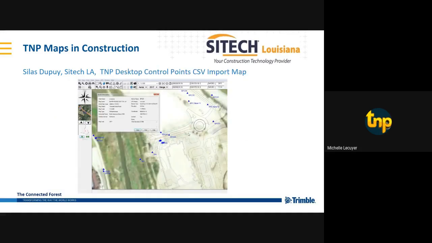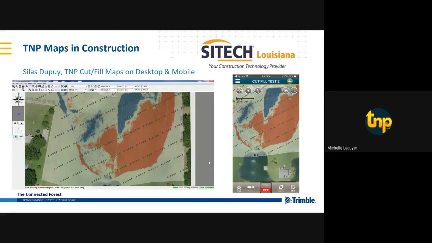So here we have a sample desktop TerrainNavigator Pro with imported CSV points. We also see here the desktop TerrainNavigator Pro with the cut fill map that is overlaid there on the satellite photo. You'll see the desktop on the left-hand side with that cut fill map, and then you'll see on the right-hand side the TerrainNavigator Pro mobile app displaying that cut fill map. Again, it's a great feature for the site crew to be able to have that cut fill map out in the field.